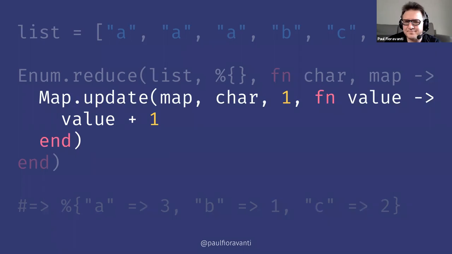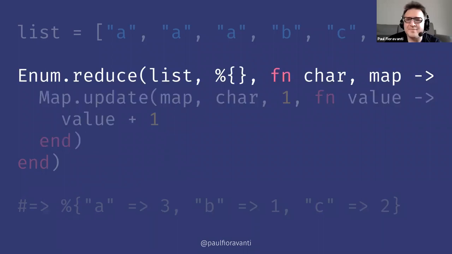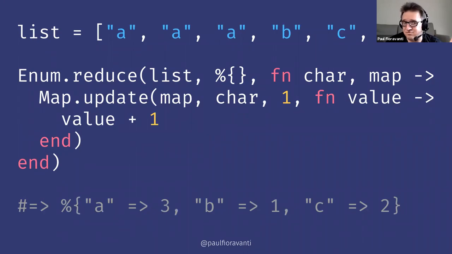The return value from Map.update is a brand new map containing the updated values. That new map takes the place of the map variable for the next iteration of the reduce function until we've gone through the whole list, and then we get back the map that we expect. Okay, so great. That was probably a not so gentle introduction to Enum.reduce, a function that takes an enumerable input and gives you back some kind of transformed output.